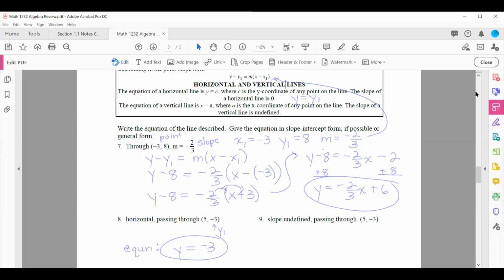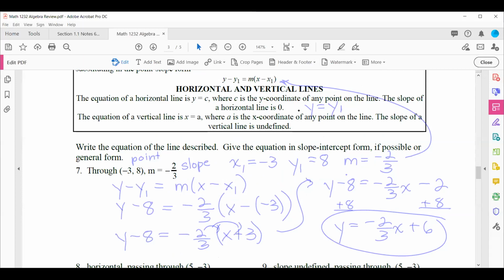And then for a vertical line, remember the slope of a vertical line is undefined. So the equation of a vertical line is x equals the x coordinate of any point on the line.